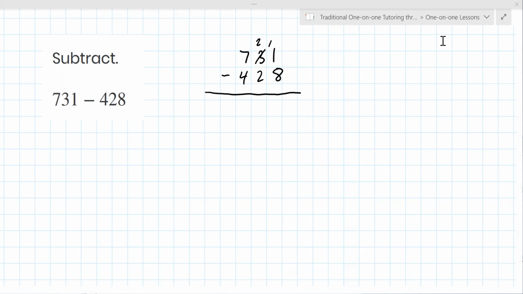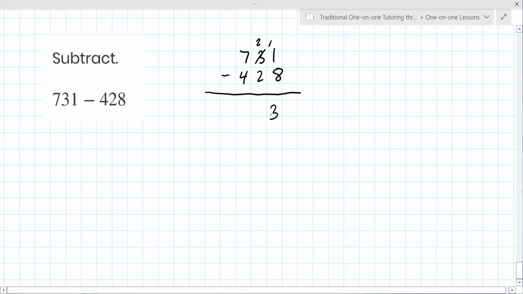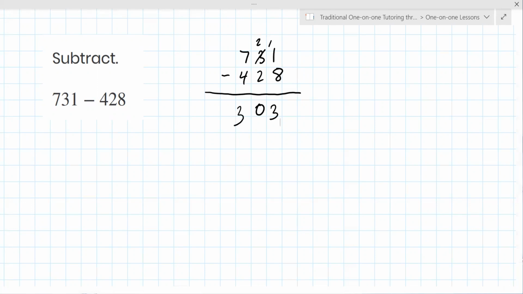Okay, so what is 11 minus 8? 11 minus 8. 3, very good. What is 2, this 2 up here, minus another 2? 0. What is 7 minus 4? 3, very good. All right, is that kind of comfortable? Sort of. Sort of, okay.